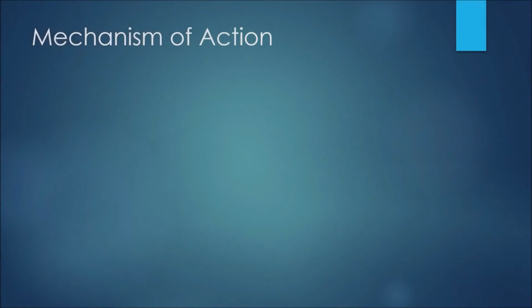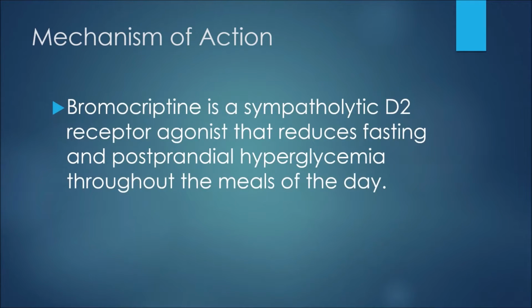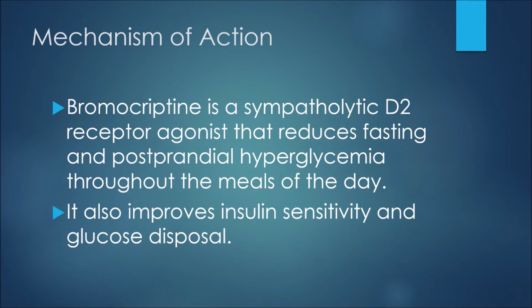So the first thing to discuss here would be the mechanism of action or how this medication works. So bromocriptine is a sympatholytic D2 receptor agonist that reduces fasting and postprandial hyperglycemia throughout the meals of the day. It also improves insulin sensitivity and glucose disposal.